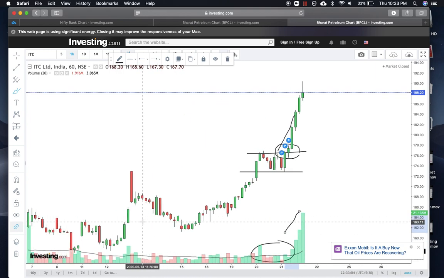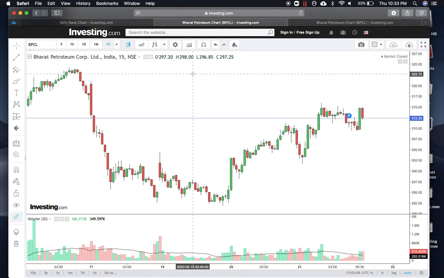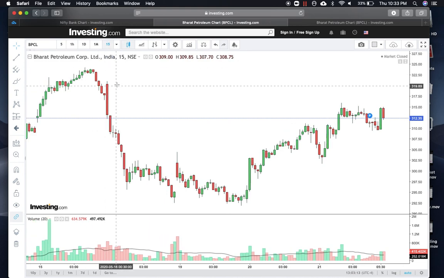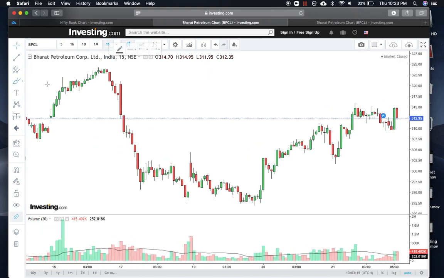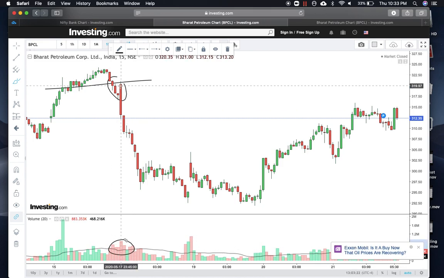Let's have a look at another example on the charts of BPCL. So this is the chart of BPCL, again the 15-minute chart. This is a good movement. When the price broke the support range, this one, we can confirm it's a very good high volume breakout. So you can trade this breakout, the breakdown essentially, because it's confirmed by high volume. So it will not be a false breakout.